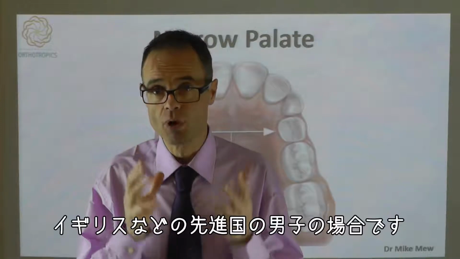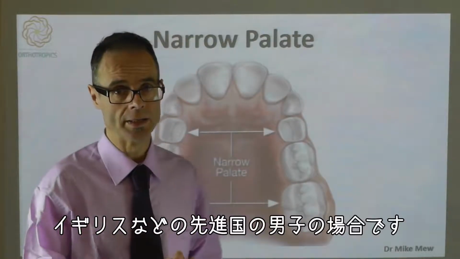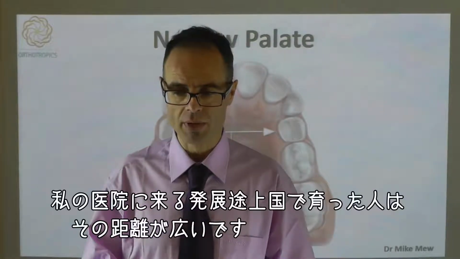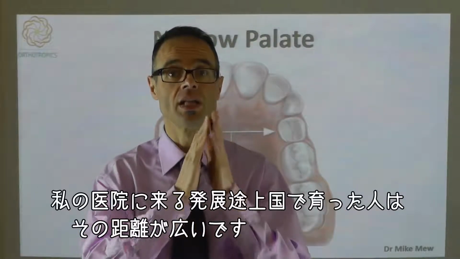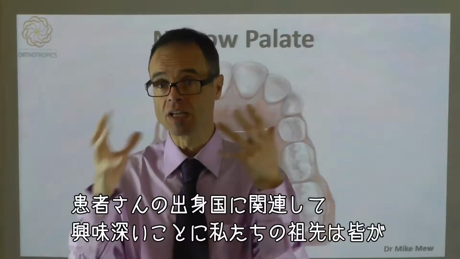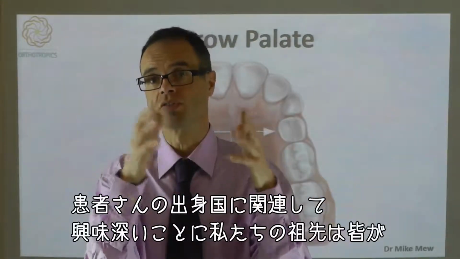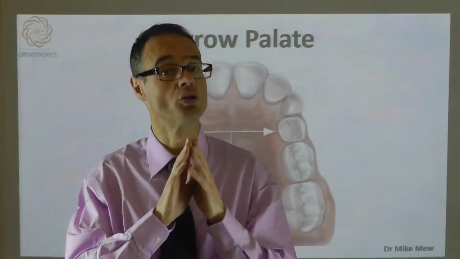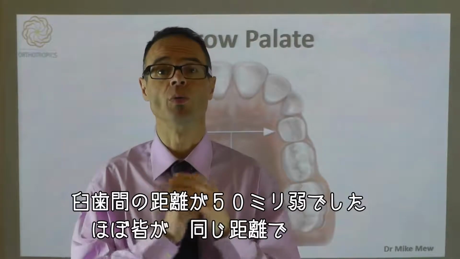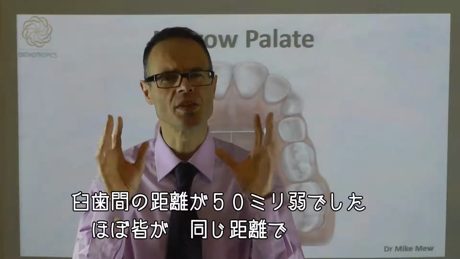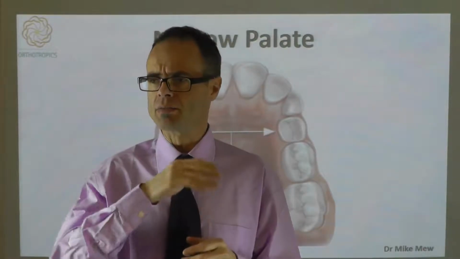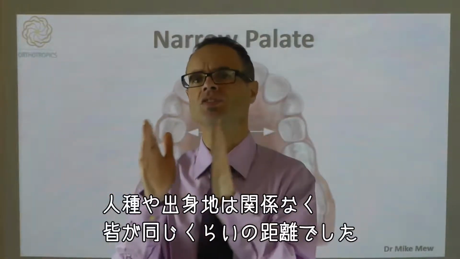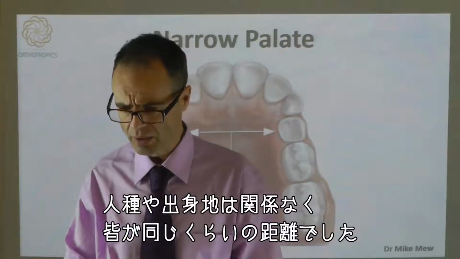People in modern developed countries such as the UK, if people come see me who have also been brought up in less well developed countries, it's wider relative to the development of the country that they've come from. And interestingly enough, all our ancestors, I mean literally all our ancestors, had an intermolar width in the low 50s, and a very similar sort of width. It didn't matter what race, where you came from, they're all the same, and very, very consistent widths.